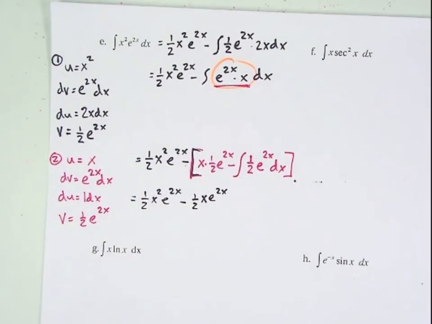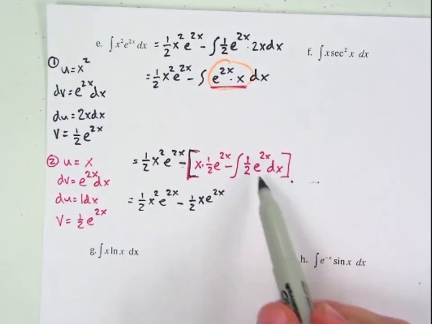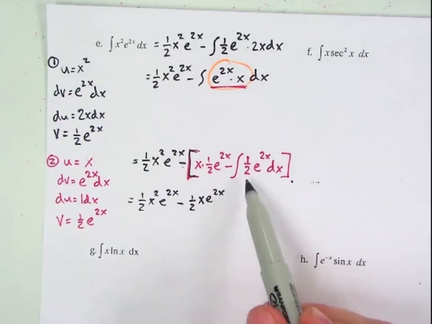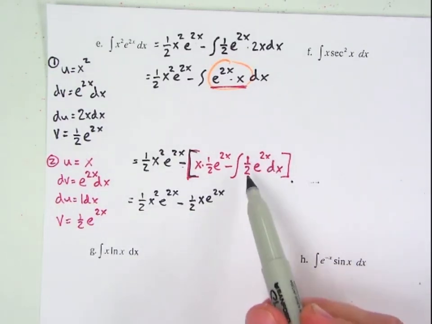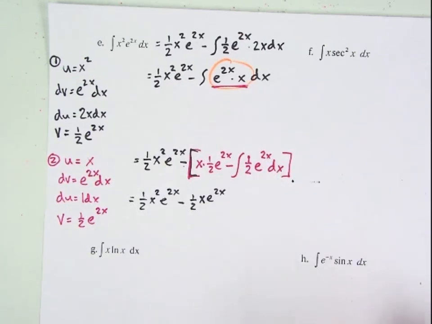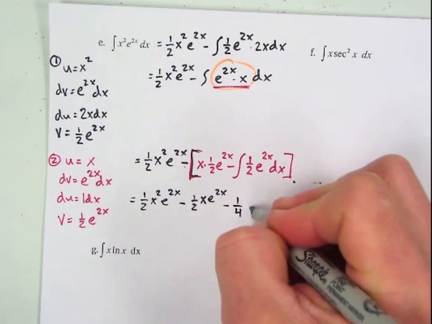And then here, we already have the 1/2. Oh, but the du is 2. So we need another 1/2, making it 1/4. So this is going to be minus 1/4 e to the 2x plus c.